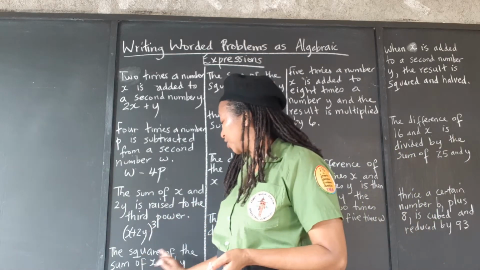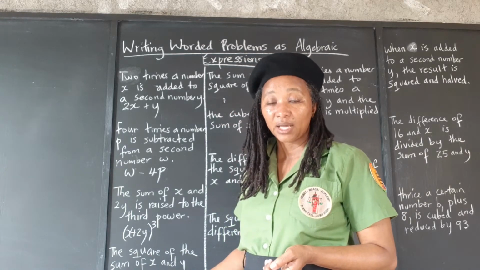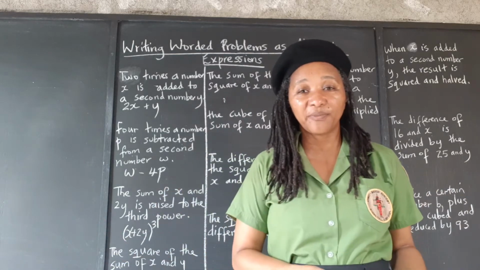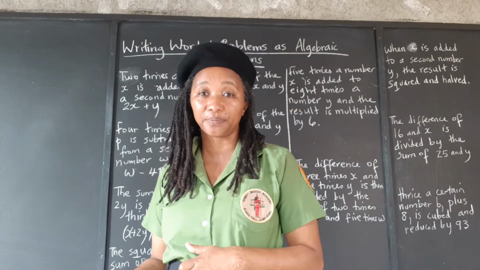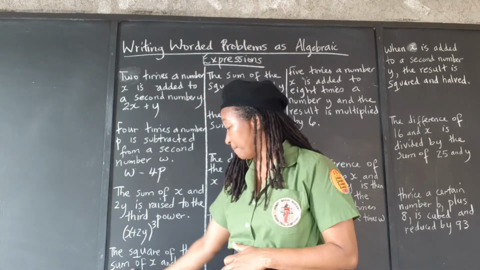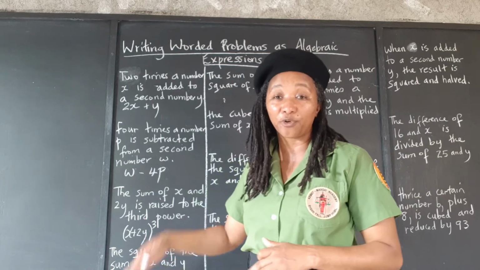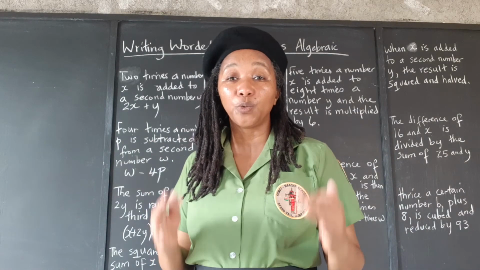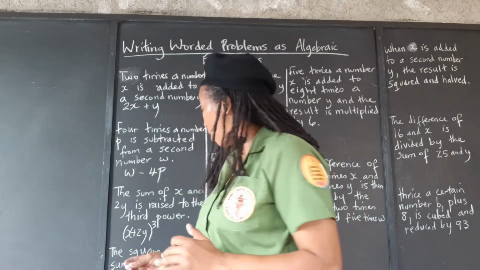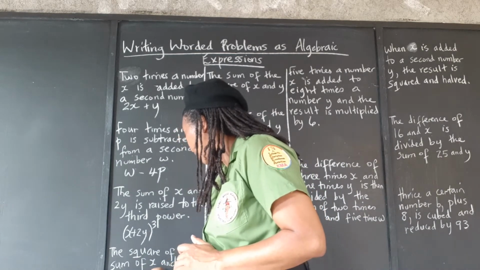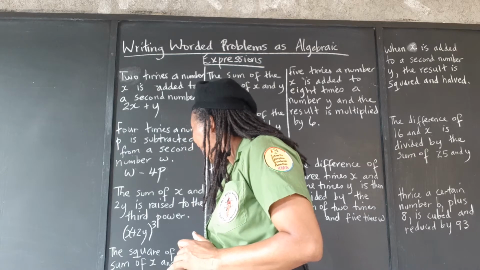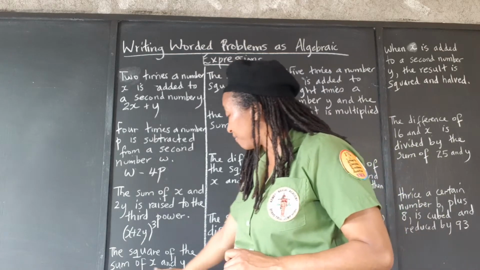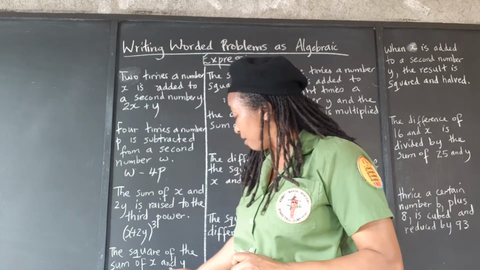The square of the sum of x and y. The square of the sum. Which one do we do first? Do we square them first or do we find the sum first? It's the square of the sum. That means we must have the sum first before we square it. So that's two operations. We're going to use a bracket to show that we're going to add them first. We're going to find the sum first and then square that result. So this is the square of the sum.